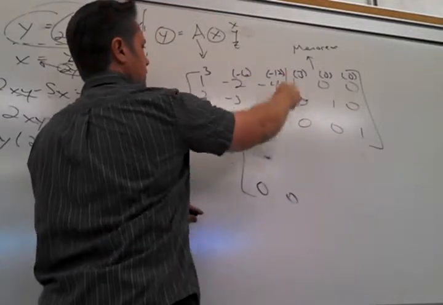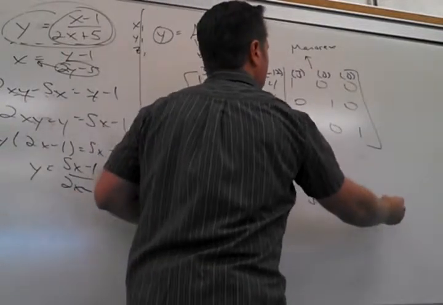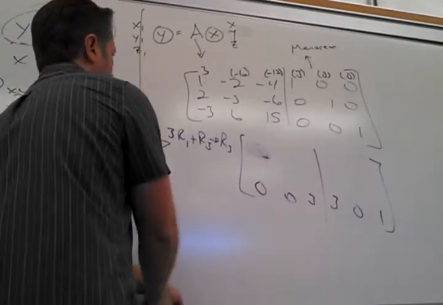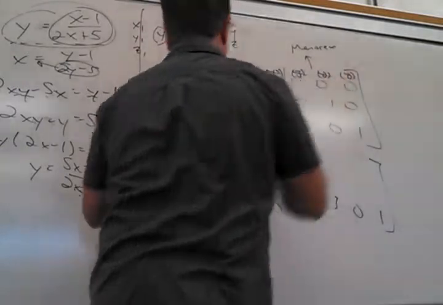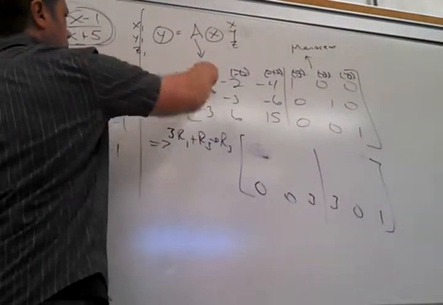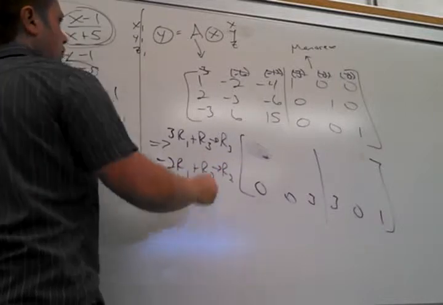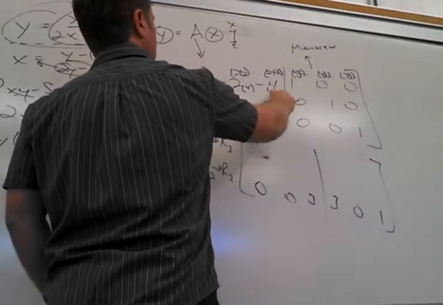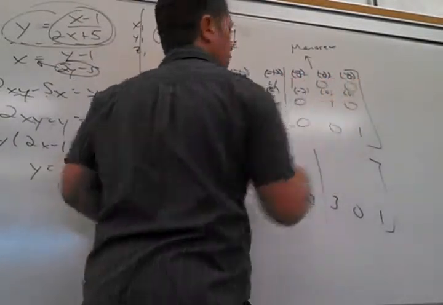3, 3, 1. Cool. Now at the same time I can do what? Negative 2 row 1 plus row 2. So I get negative 2, 4, 8, negative 2, 0, 0. Cool.